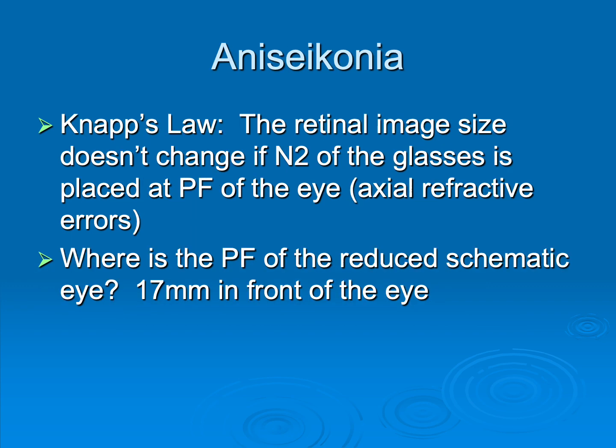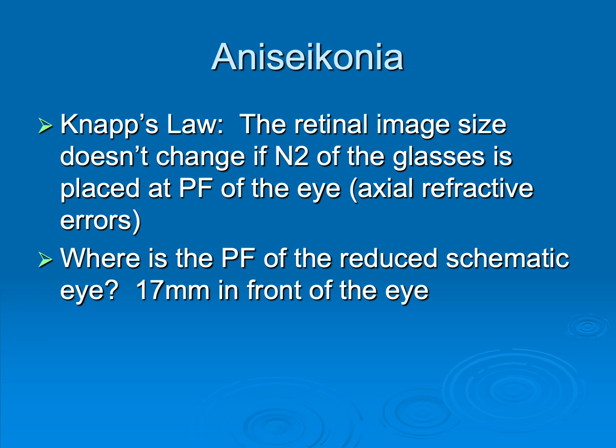Knapp's law tells us that the retina image size doesn't change if the secondary nodal point of the glasses is placed on the primary focal point of the eye, at least for refractive errors that are axial in nature. What does any of that mean? Well, it has to do with aniseikonia. Aniseikonia means image size difference, and that occurs when we give someone a pair of glasses that are different by a significant degree. For most people, they can tolerate a difference of up to 6%. In diopter terms, that usually means 3 diopters for standard vertex distance kind of stuff.